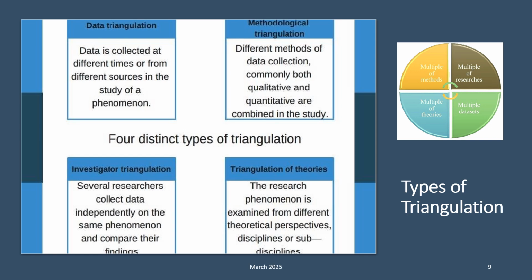We have researcher or investigator triangulation, whereby several researchers collect data independently on the same phenomenon and compare their findings. And lastly, we have theoretical triangulation, where the research phenomenon is examined from different theories or different theoretical perspectives that are available in the literature regarding the phenomenon under investigation.